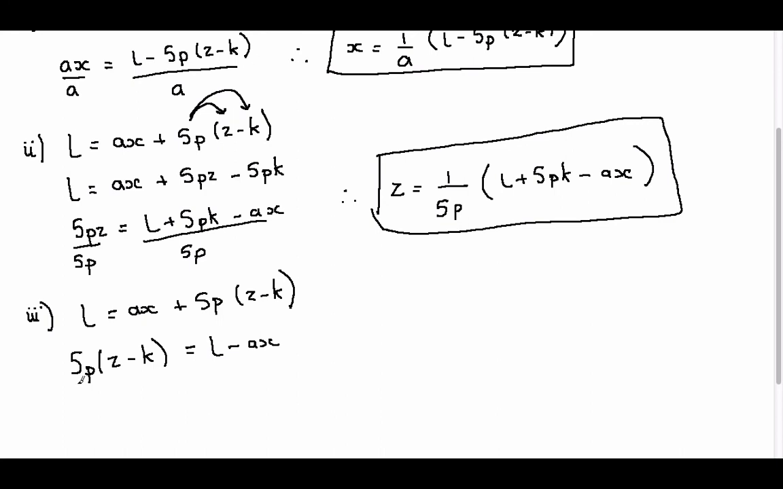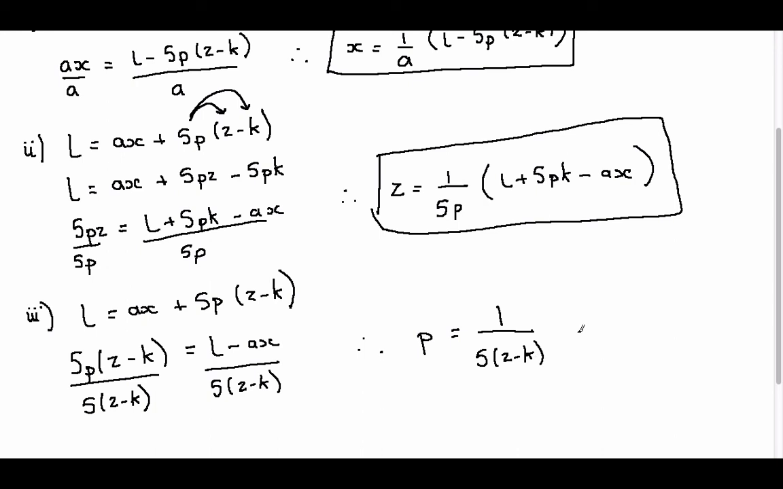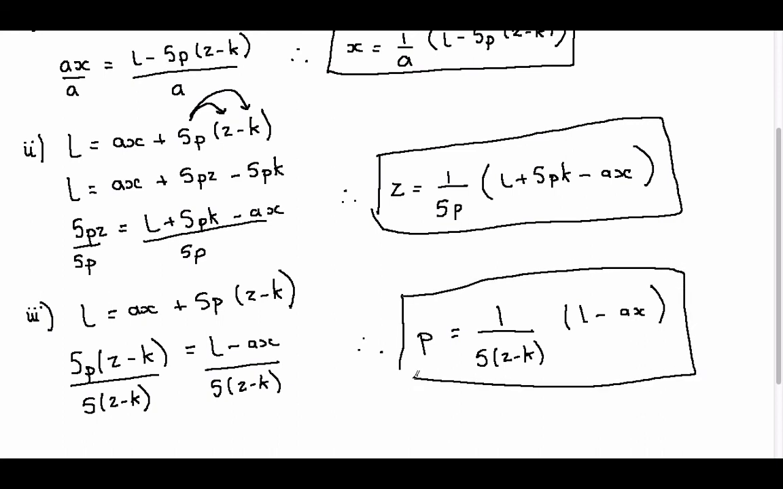And now to get p on its own, I need to divide through by 5 times z minus k. And what I do to one side, I do to the other side. Therefore, my p is equal to 1 over 5 times z minus k lots of L minus AX. And so that is my third and final rearrangement.